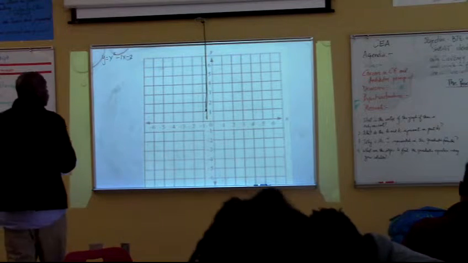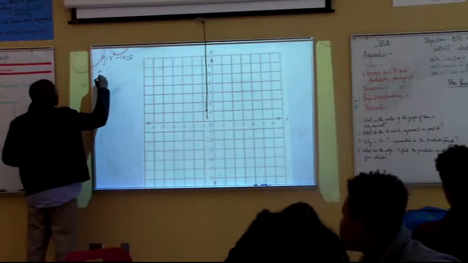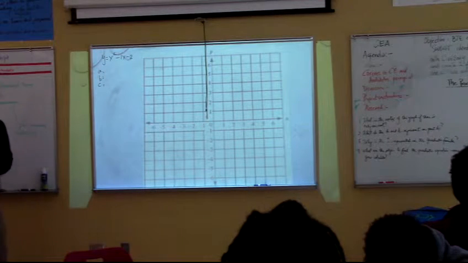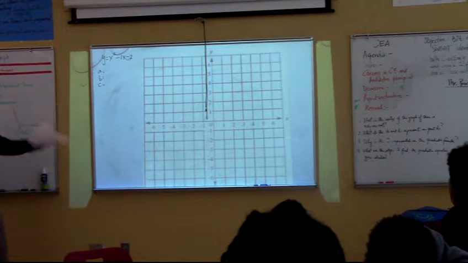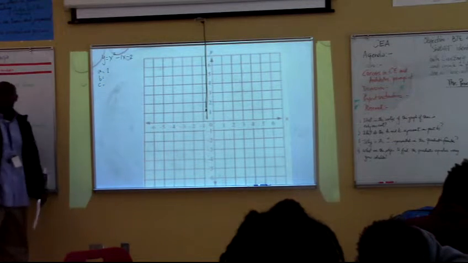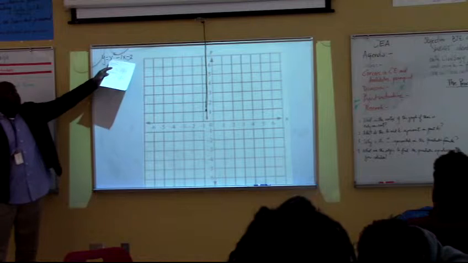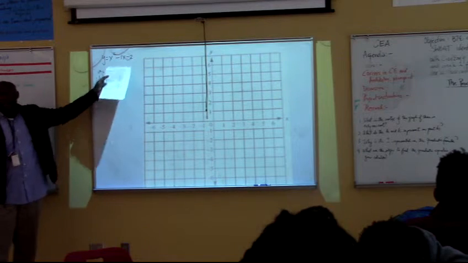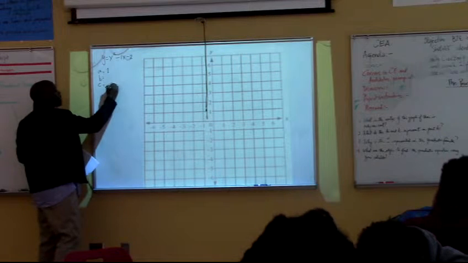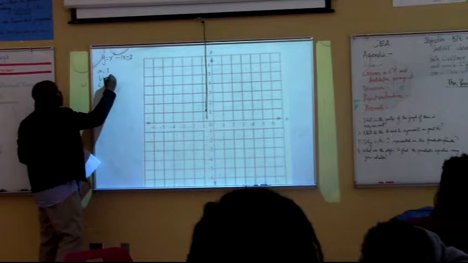So here we have a quadratic. What's the value of a? A is 1. What's b? Negative 1. And c is? Negative 2.